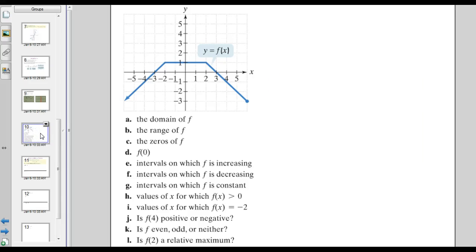Alright, so let's do a quick check to make sure we've got 1.3 down so far. In the 1.3 part 1 video, you should now have the ability to do all these different things. So let's see how we do.